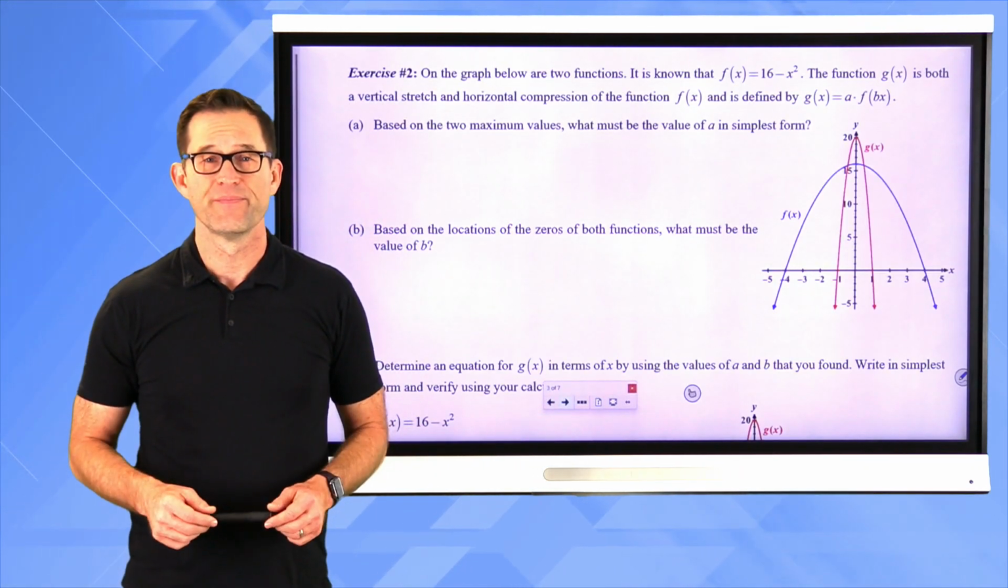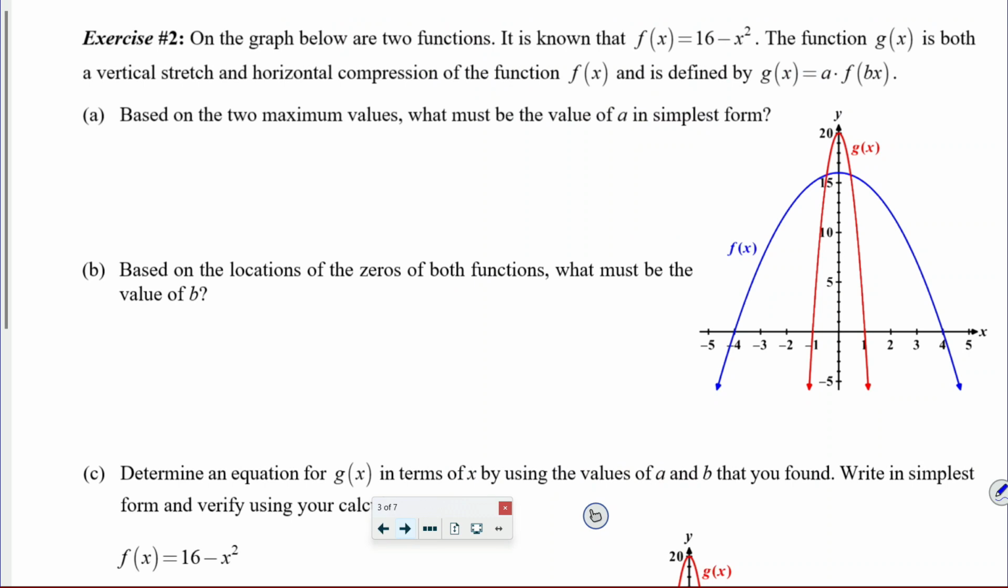Exercise number 2. On the graph below are 2 functions. It's known that f of x equals 16 minus x squared. The function g of x is both a vertical stretch and a horizontal compression of the function f of x, and is defined by g of x equals a times f of b of x.